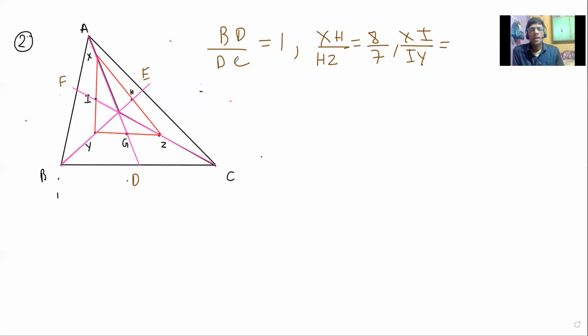Okay. Anyways, let's do this. So Ceva's theorem will help you a little bit, but then you need other things. Let's see. So maybe I can just say application of Ceva's theorem.